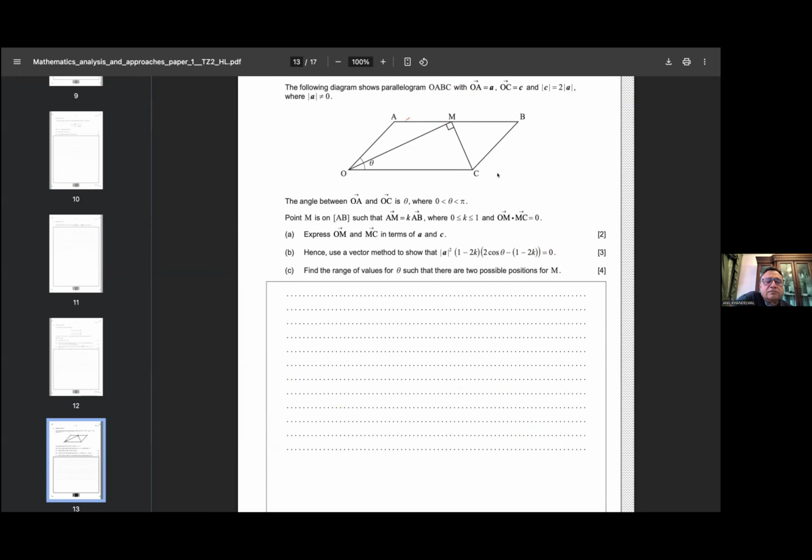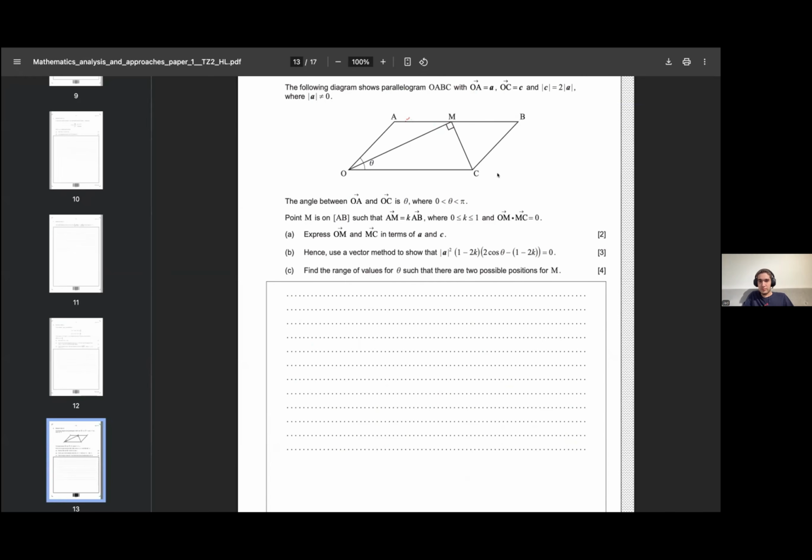Hence use the vector method to find that. We have that equation, which we did not fully derive, but we can assume we can use it. Find the range of values of theta such that there are two possible positions. So we'll use the given equation itself.